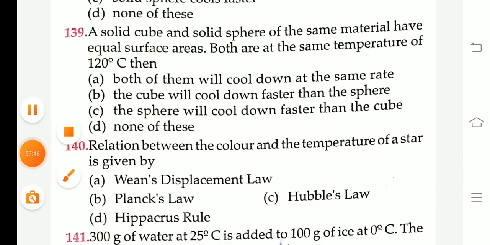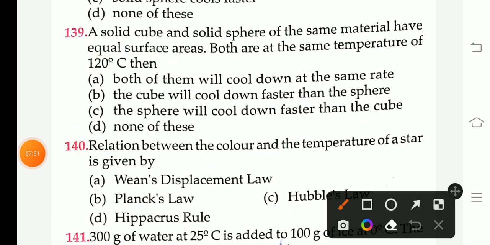Next, a solid cube and a solid sphere of the same material have equal surface areas. Both are at the same temperature of 120 degrees Celsius. Then right answer will be option B. The cube will cool down faster than the sphere.